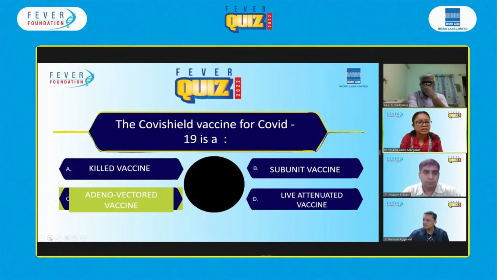Again, this was not the Covishield, it was not a killed vaccine. And live attenuated, definitely not, because it was an adenovector vaccine. Other vaccines like Covaxin and Moderna were all available with us for this COVID-19 infection.